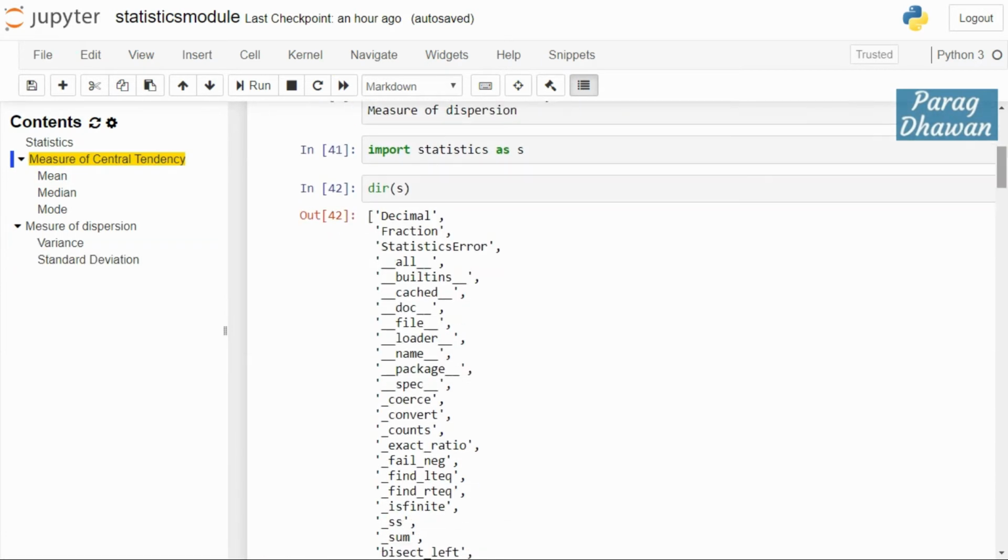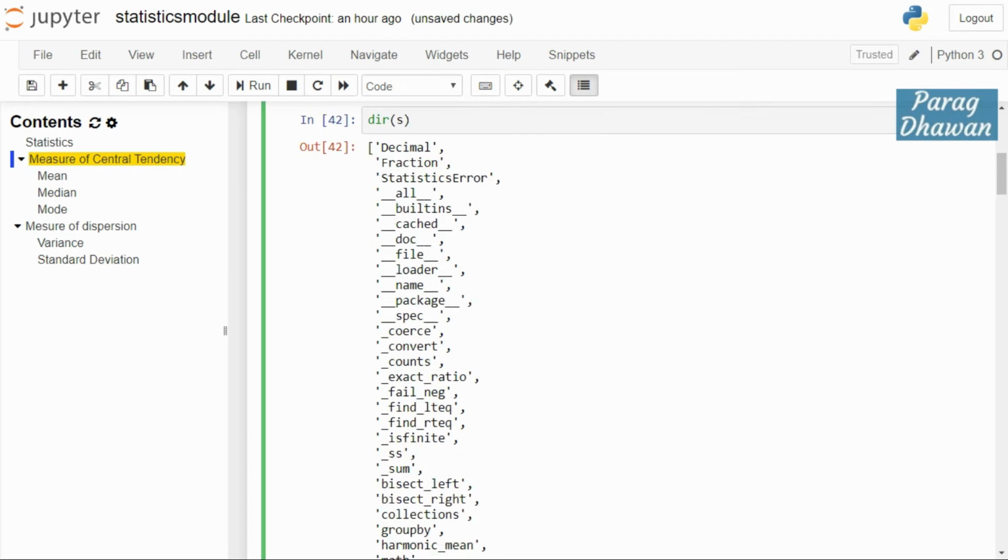We first import the module statistics as S. Here we are giving a module alias S. What is the syntax? import module name as alias name. We see the functions inside the module using dir.